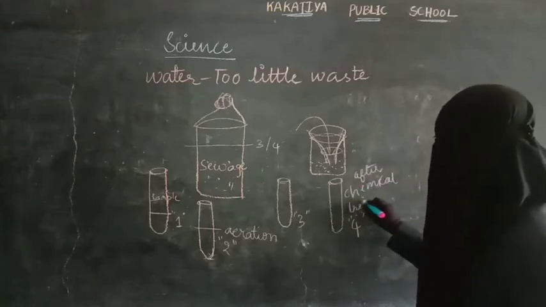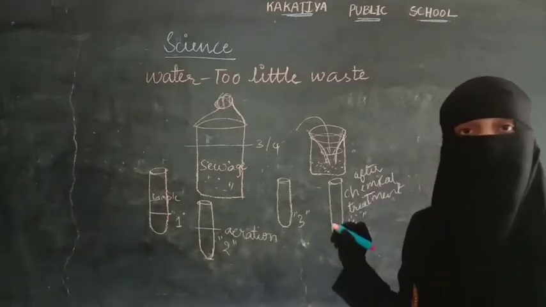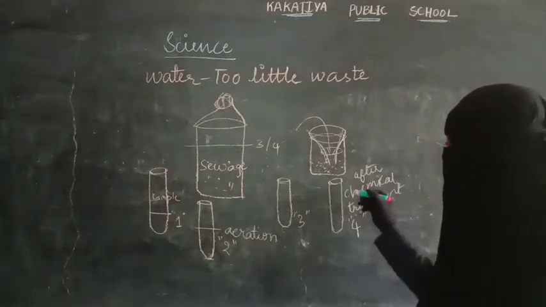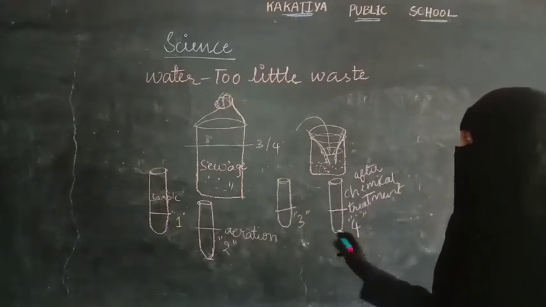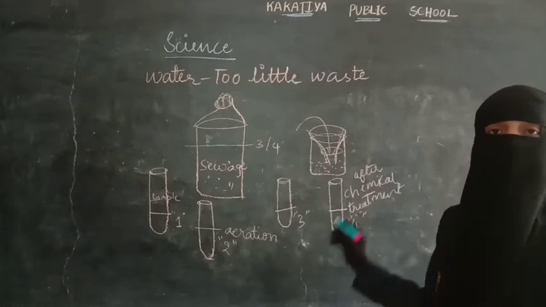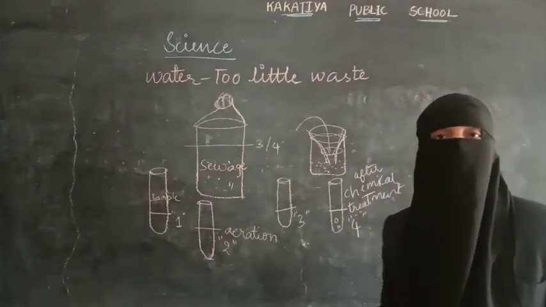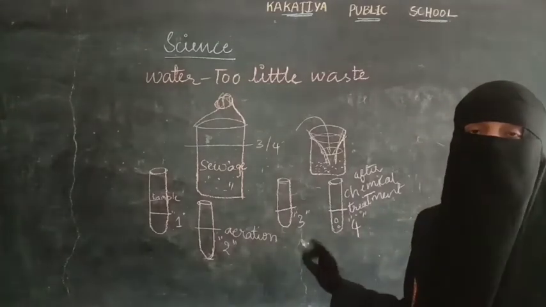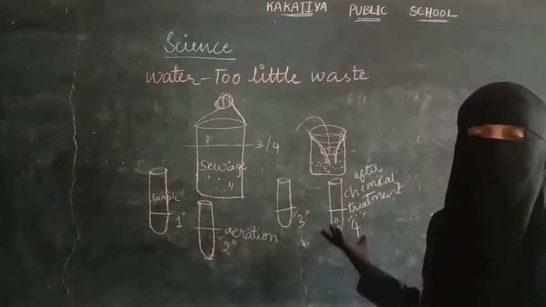What are we doing in this? Two disinfectants are used here: either ozone gas or chlorine tablets. In the 4th test tube, the aerated, filtered water is present. In this I am going to add some chlorine tablets. As I add chlorine tablets, the color and the smell of the water will disappear. So this will become pure water.